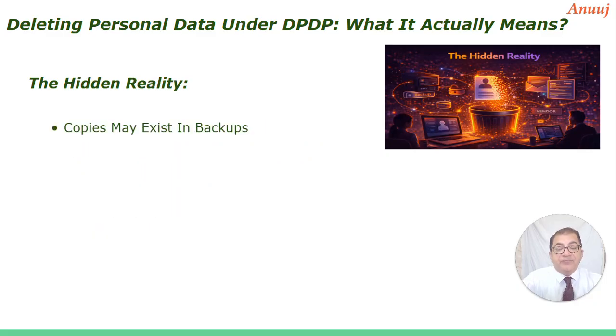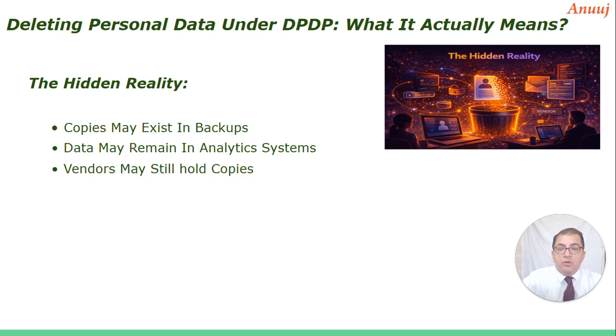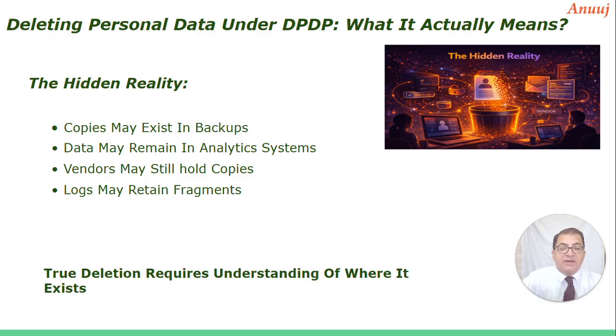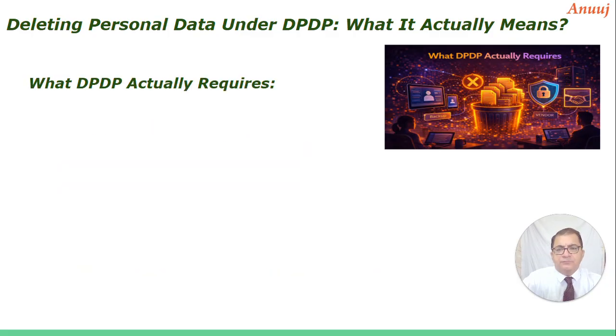Hidden reality: you copy data to create backups. You take genuine backups. Data may remain in your analytics systems. You just put in some data there, linked it with some database, did the analysis and left it. Vendors may still hold copies of the data provided to them, and the logs may retain the fragments, right? Not the full information, but the fragments. True deletion requires understanding of where it actually exists. Otherwise, how do you delete it?